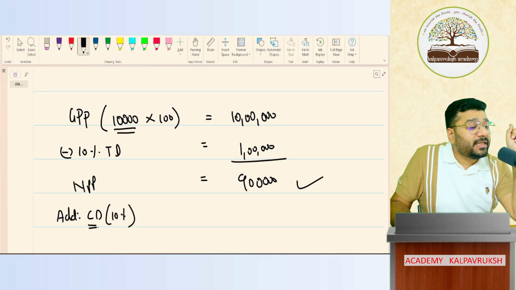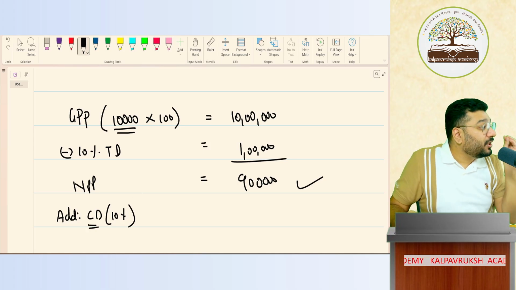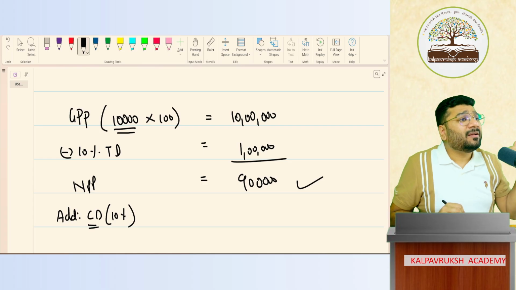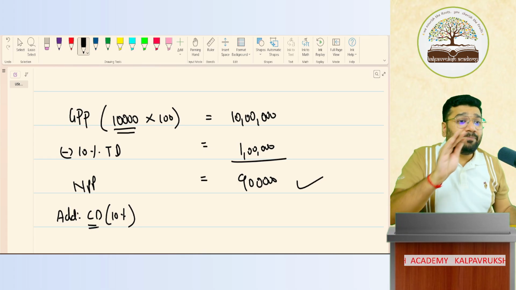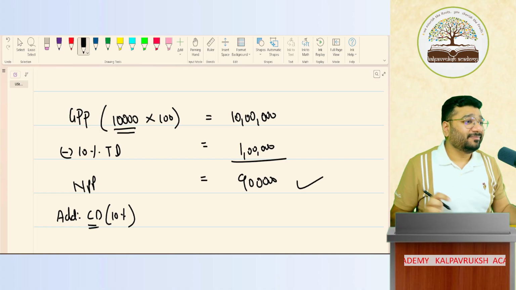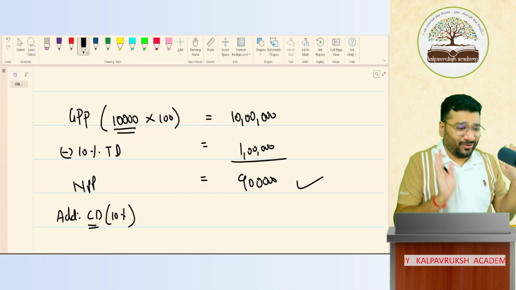This is called, in short, duties. Duties are of multiple types: customs duty, anti-dumping duty, additional customs duty, etc., which you will study in CA finally. Dumping does not mean the dumping that is going on in your mind. This is tax.